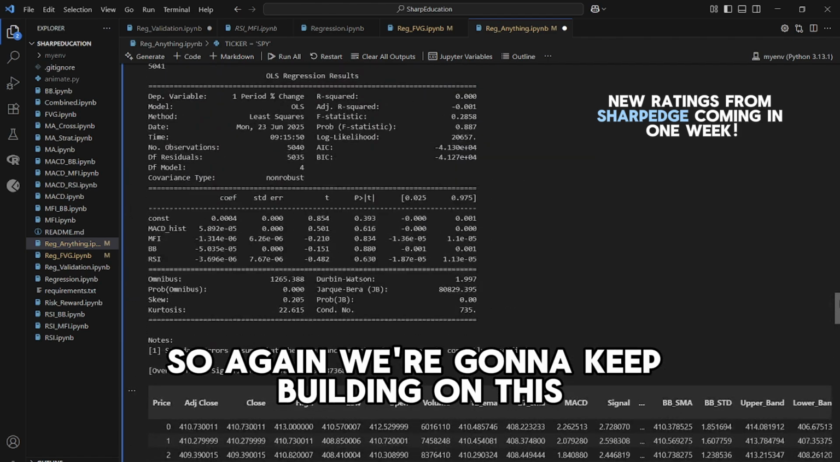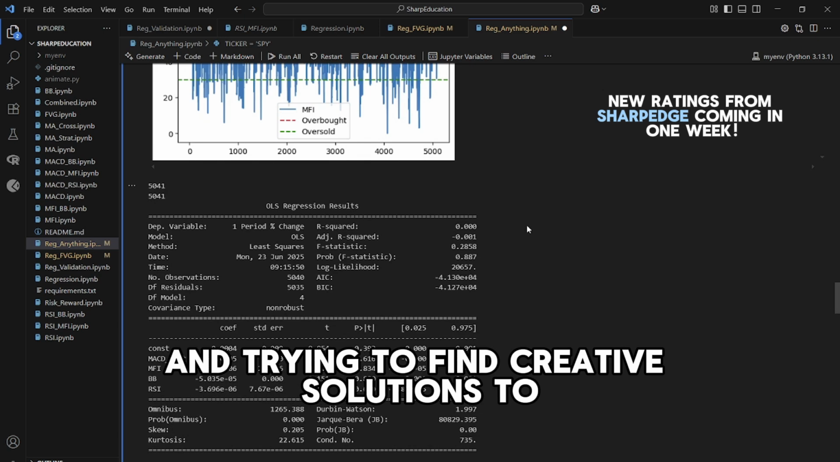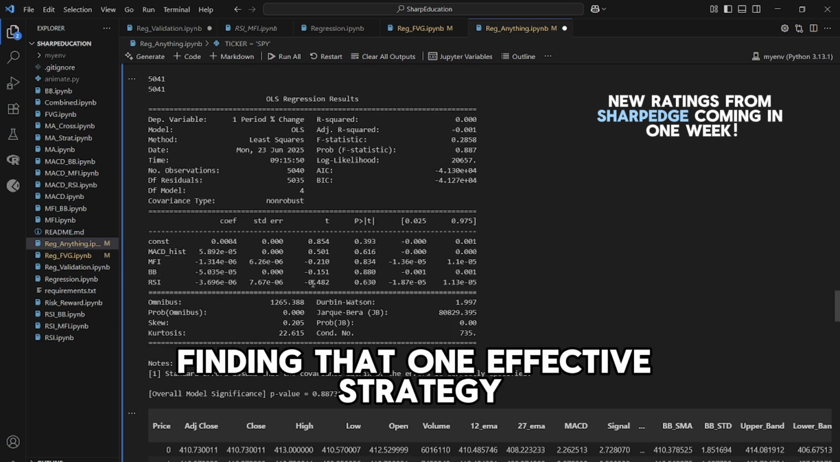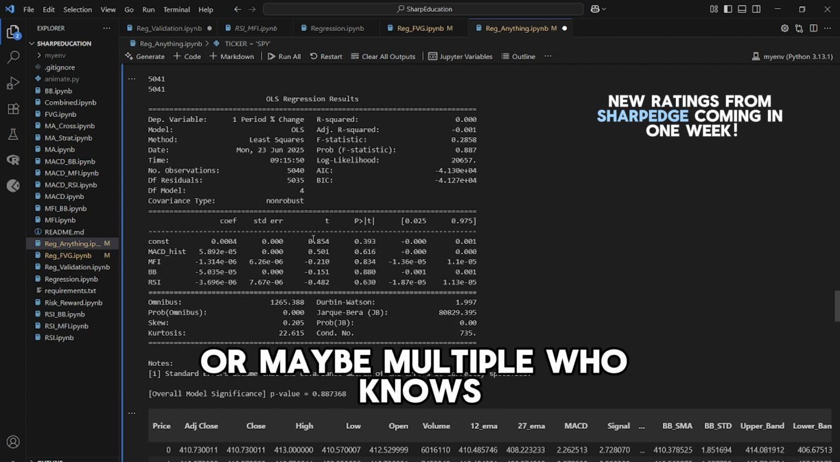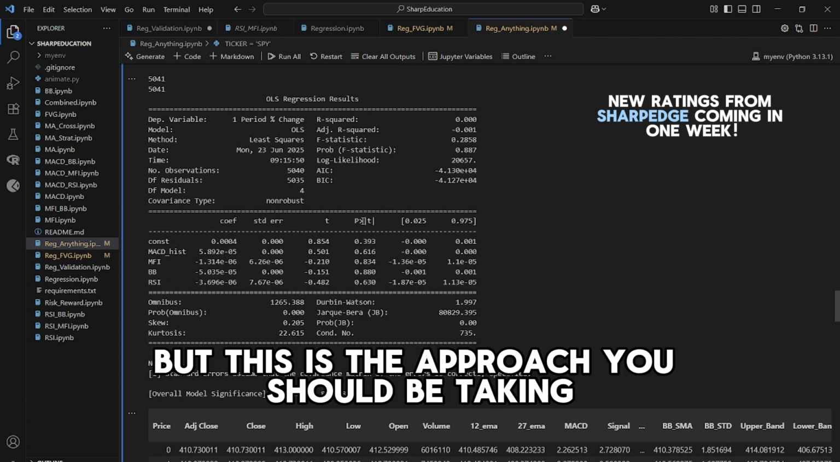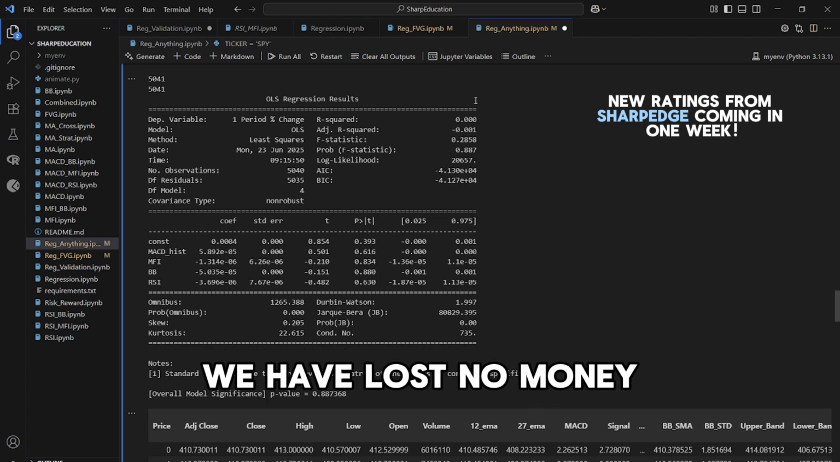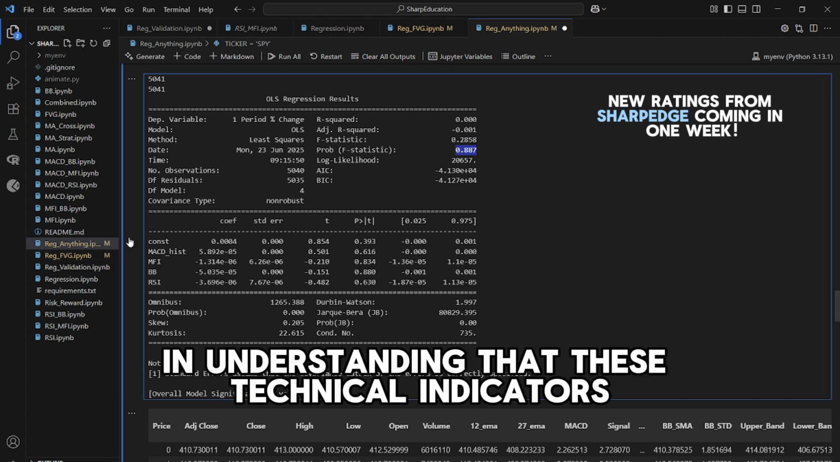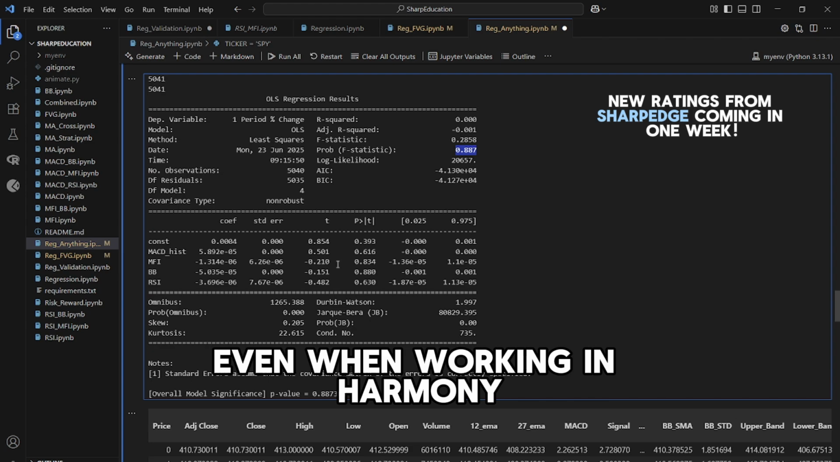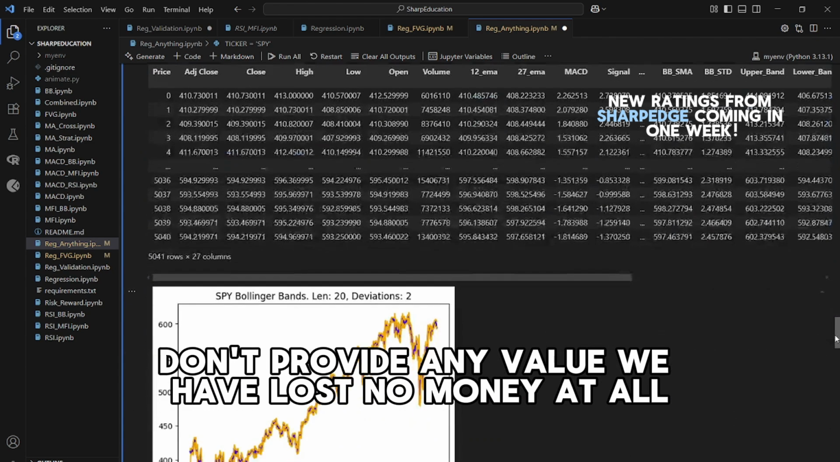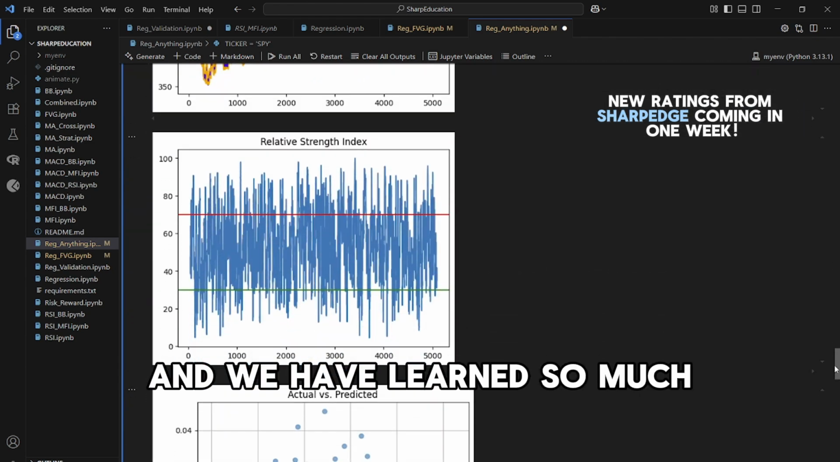So again, we're going to keep building on this and trying to find creative solutions to finding that one effective strategy, or maybe multiple, who knows. But this is the approach you should be taking. We have lost no money in understanding that these technical indicators, even when working in harmony, don't provide any value. We have lost no money at all, and we have learned so much.